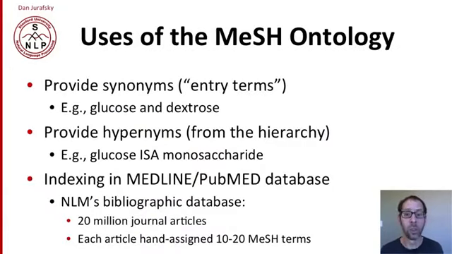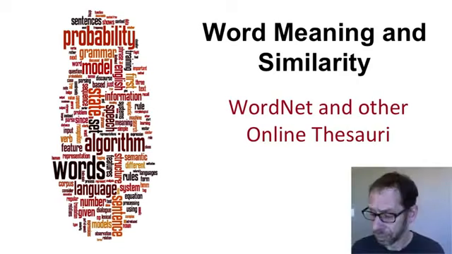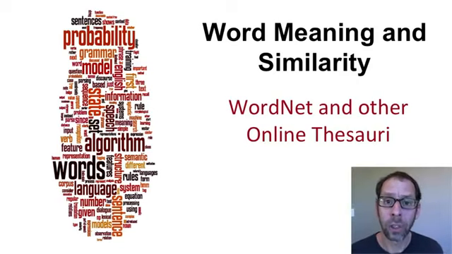This ontology is used to provide synonyms, or what are called entry terms in the MeSH terminology, and to provide hypernyms from the hierarchy, just like WordNet. MeSH is used for indexing journal articles in the National Library of Medicine's bibliographic database, Medline PubMed, where there are 20 million journal articles, and the articles are hand-assigned 10 or 20 MeSH terms. So a useful ontology. We've seen WordNet and MeSH, two very commonly used thesauri or ontologies, an important place to get representations of word meaning and word relations like hyponymy and synonymy.